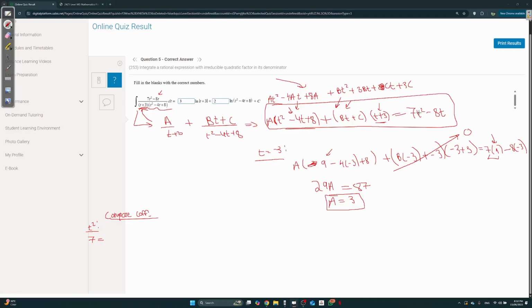So on the right side, our coefficient of t squared is 7. But on the left-hand side, our coefficients of t squared are a and b. So a plus b. Okay, so this is our first equation. We're going to keep it for the end.